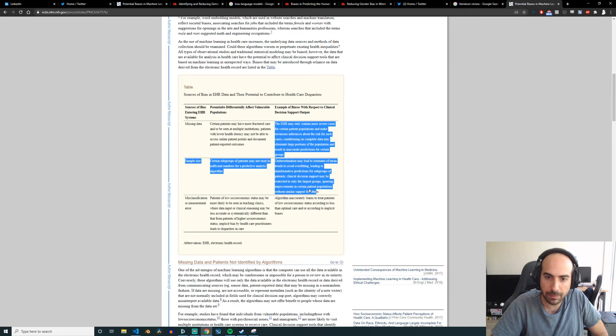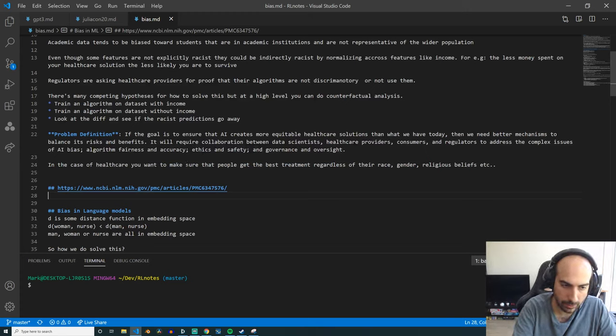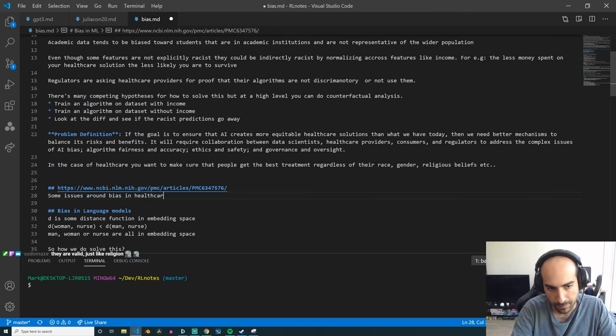For special patient populations and make erroneous inferences about the case. Okay, so I think basically some core issues around bias in healthcare.